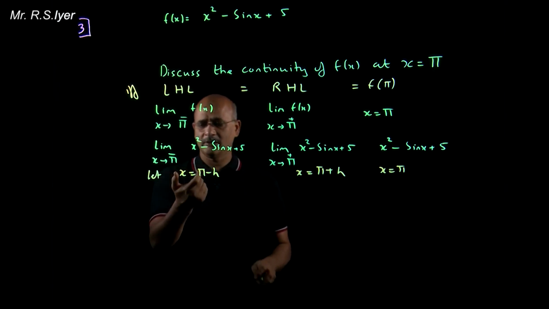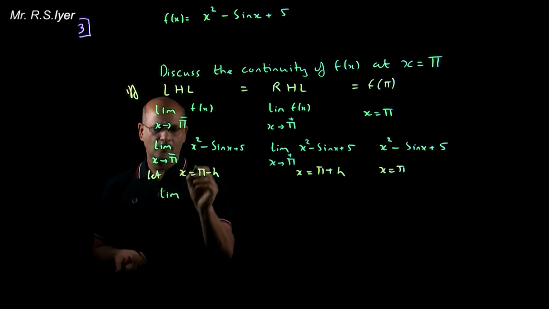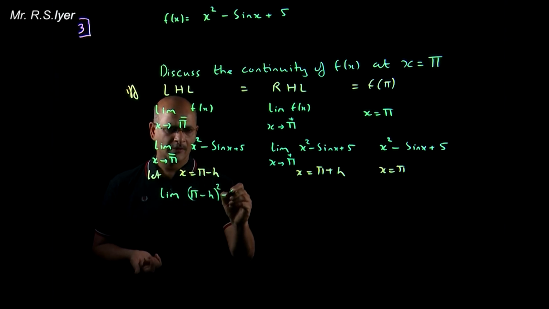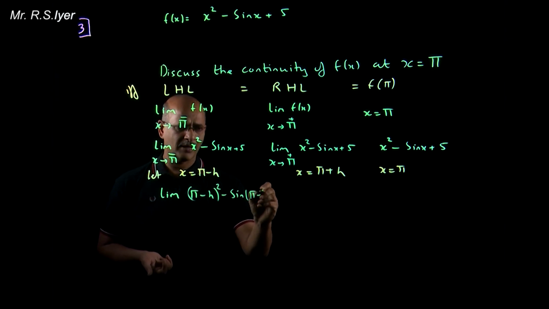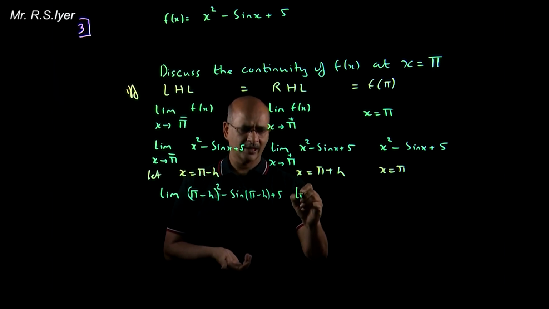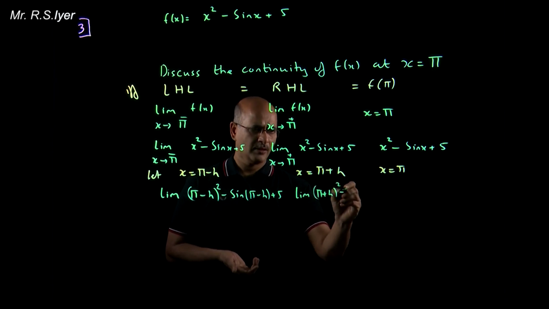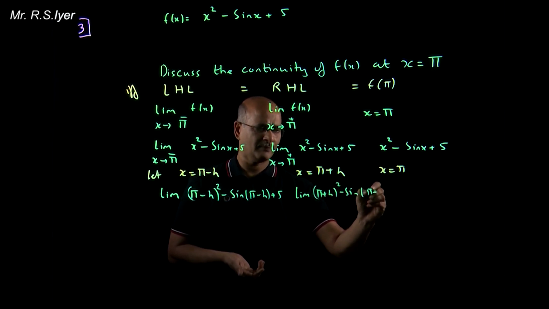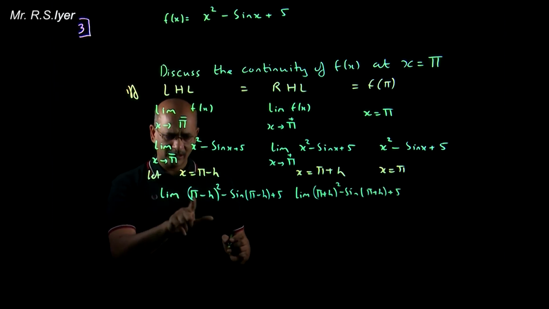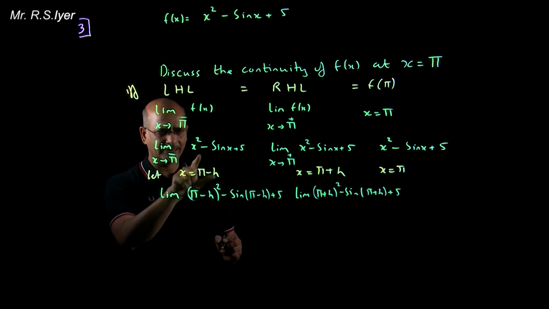Now as I said, you are replacing x by pi minus h. So the limit of, this will become pi minus h whole square minus sine of pi minus h plus 5. Similarly here, it is limit of pi plus h whole square minus sine of pi plus h plus 5. Now immediately remember it's pi minus h. Now x tends to pi bar, and I had put x as pi minus h.